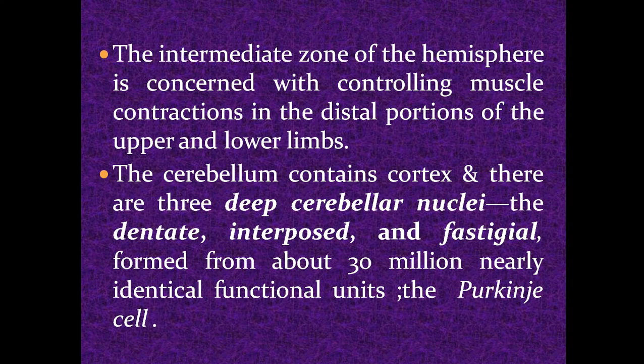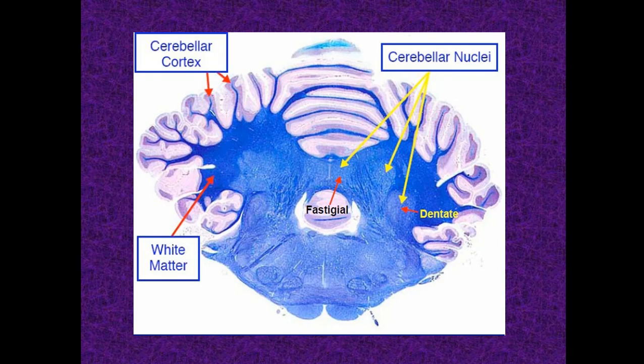The intermediate zone, we said, controls the distal portion. Also, there are deep cerebellar nuclei: dentate, interposed, and vestigial nuclei, three types. Regarding the cells, they are composed of Purkinje cells and granule cells, which we will come to histologically later. These are the vestigial nuclei. This is the dentate nucleus, which means tooth-like, and the other is the interposed nuclei. These are the deep cerebellar nuclei.